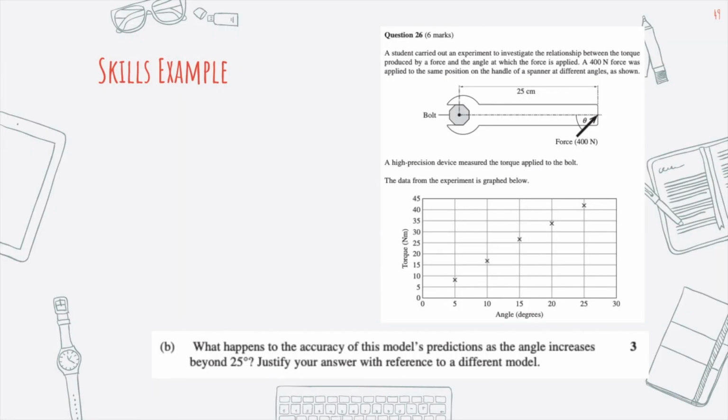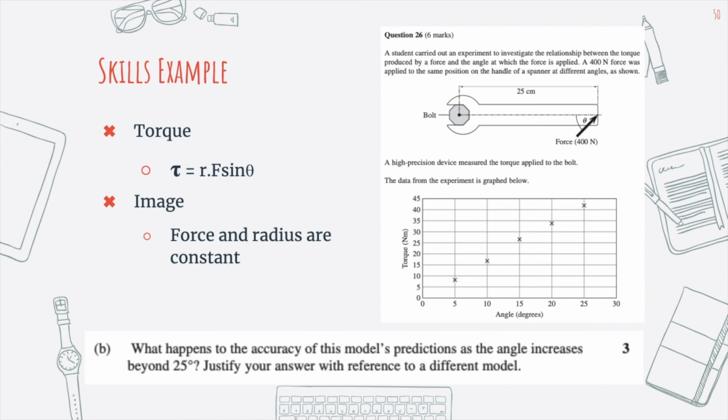We go on to part 2, and section 2 asks what happens to the accuracy of this model's prediction as the angle increases beyond 25 degrees. Justify your answer with reference to a different model. Now, when they use the word model here, we can also think of a different relationship or a formula that might apply to this situation.